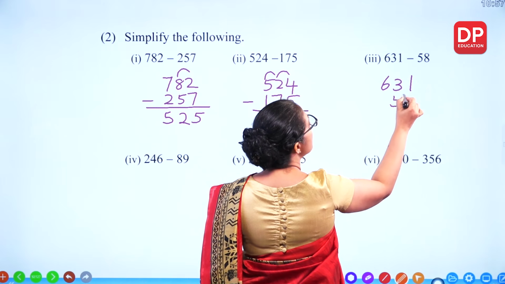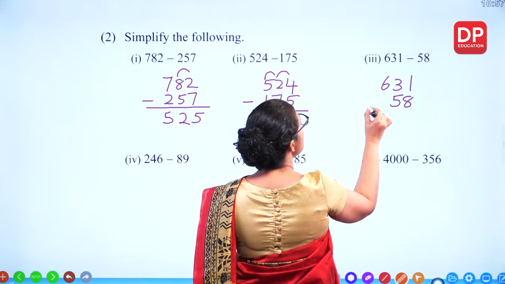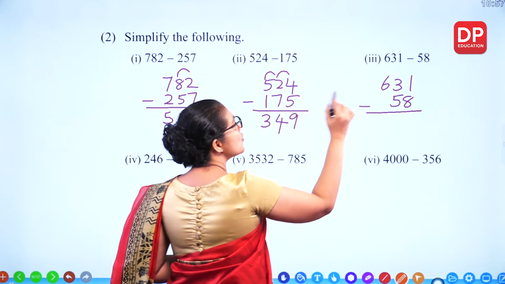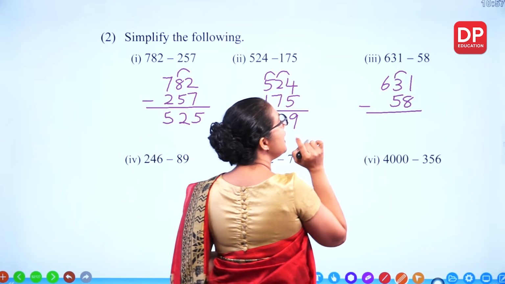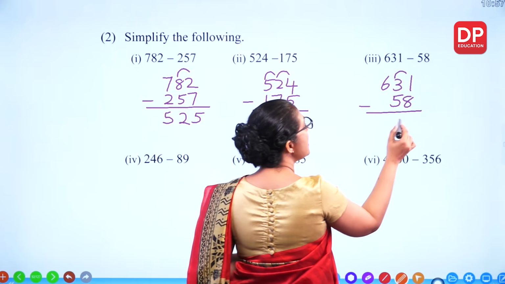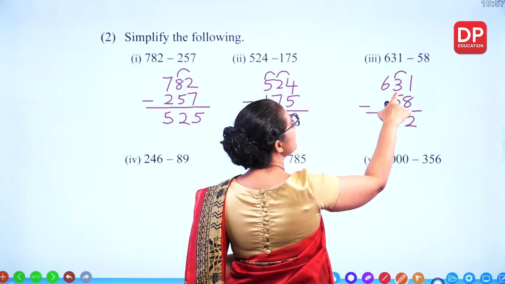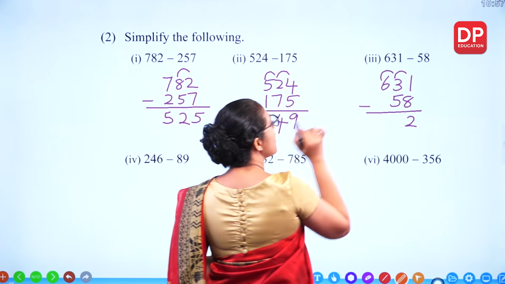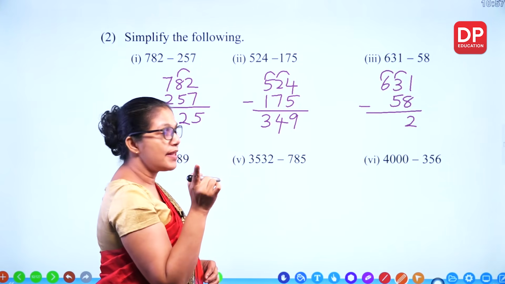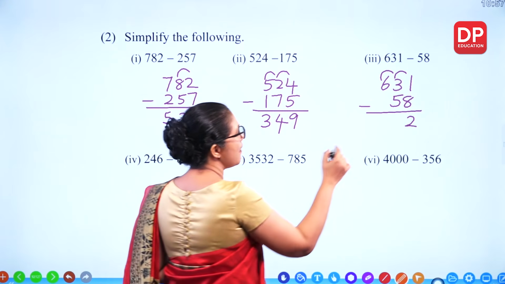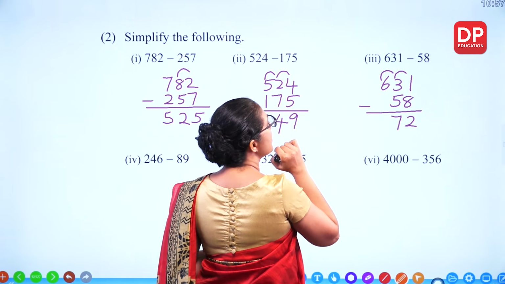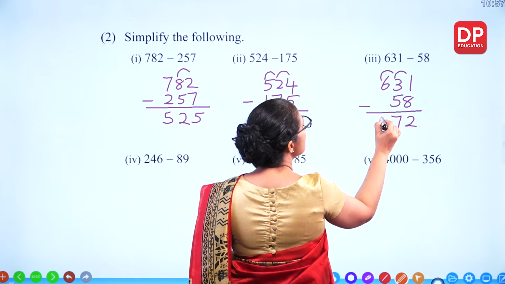631 minus 58. So take 1 from here. 11. 11 minus 8, 2. So this becomes 2. So you can't subtract 5 from 2. You take 1 there. So 12 minus 5, that's 7. So this becomes 5.